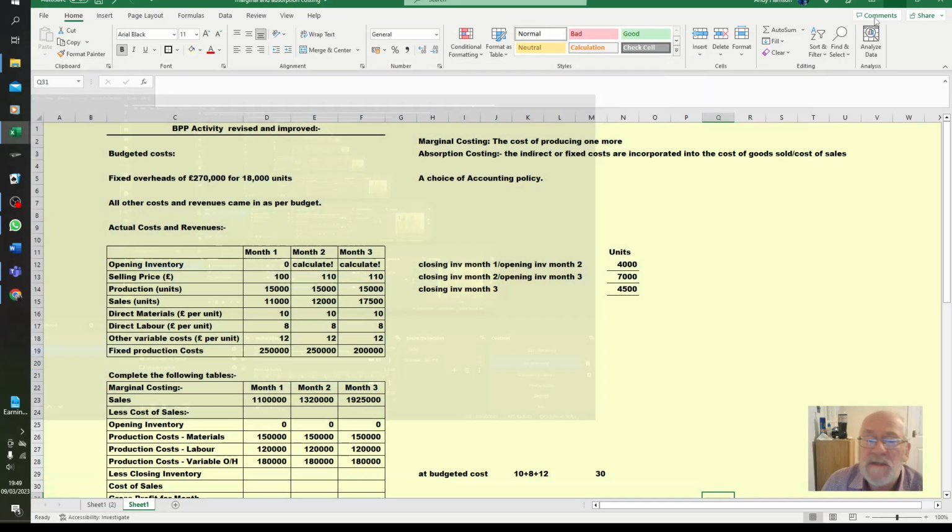Hello accounts people, time to have a look at the difference between marginal and absorption costing. So we're going to do an exercise on BPP. I've revised it, improved it, I've added month 3, changed a few numbers.